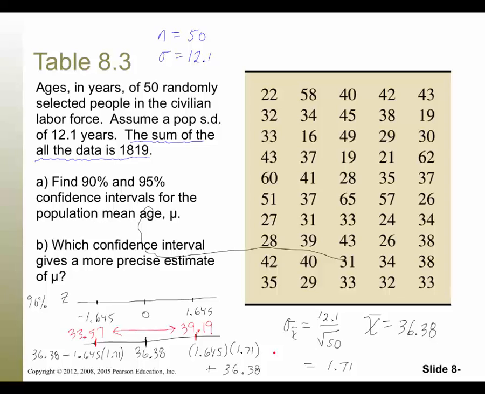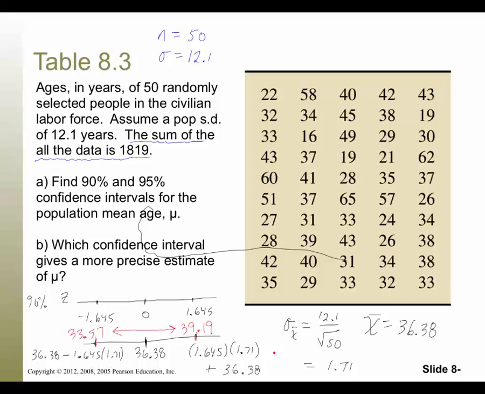Nino says wider. What do you think? Narrower or wider for 95%? So what are we saying? We want to be more sure, 5% more sure that the population mean is in that range. Is that a narrower range or a wider range? We want to be 5% more sure that we have a range where the population mean falls. Wider. He was right. Wider.